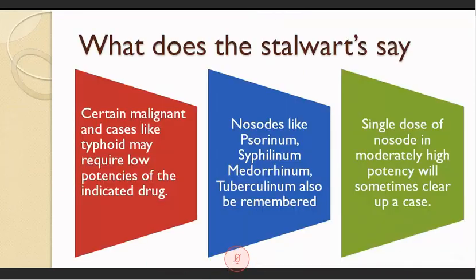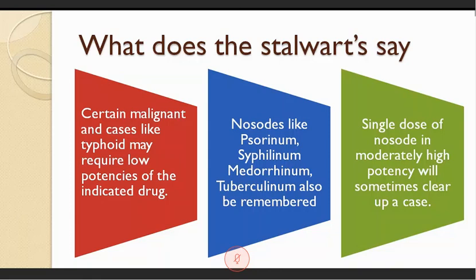So what does the stalwart say? What does Hahnemann say? Certain malignant cases, like typhoid, may require low potencies of the indicated drug. And you should not forget about the nosodes. Nosodes like Psorinum, Syphilinum, Medorrhinum and Tuberculinum should also be remembered in those cases. A single dose of a nosode in moderately high potency will sometimes clear up a case.